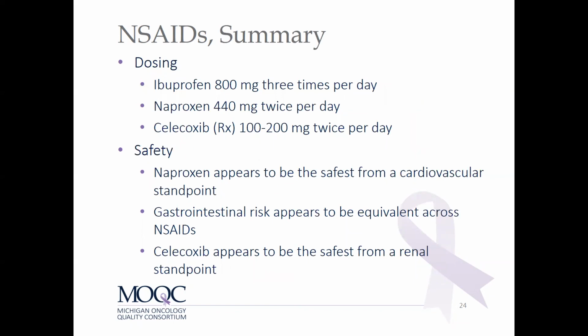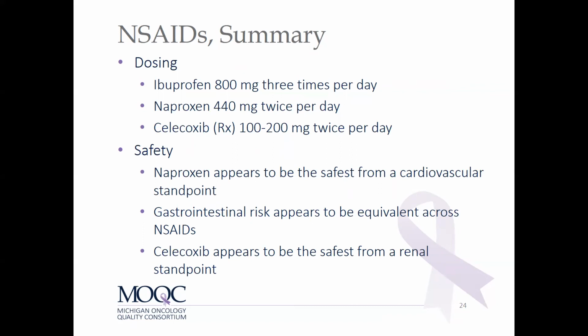So to really summarize the current available data on NSAIDs for you, if you're going to pick an NSAID, you gotta use it kind of like with Tylenol. So the doses that have shown to be effective both in acute and chronic pain settings are listed there for you. So ibuprofen 800 3 times a day, naproxen 440 twice a day, or celecoxib, which requires a prescription, 100 to 200 twice per day as a start.